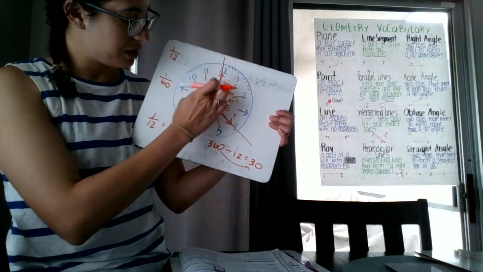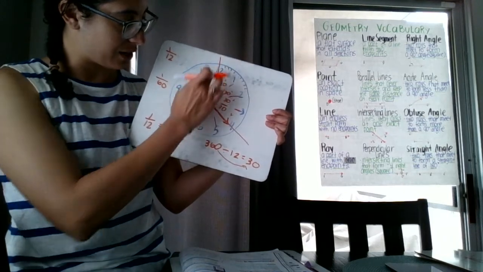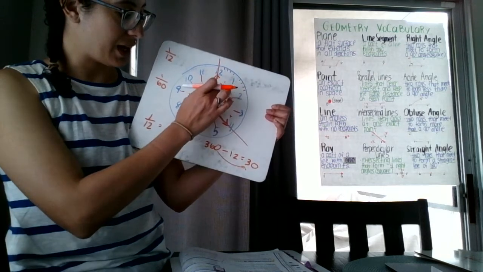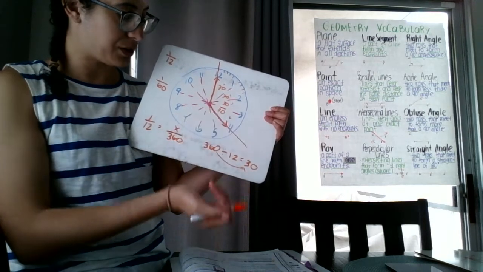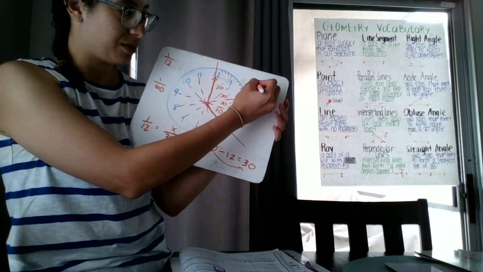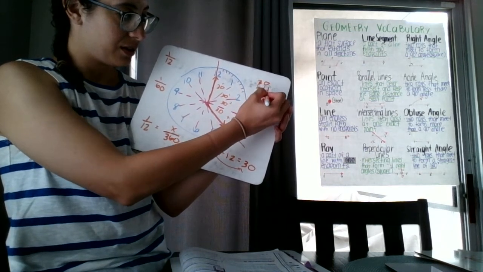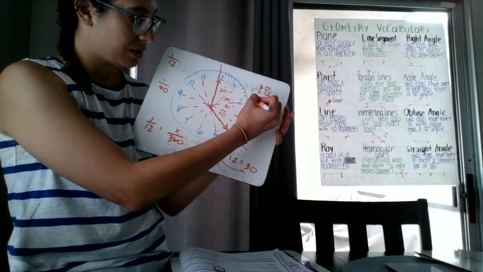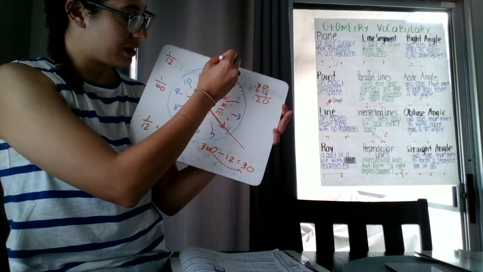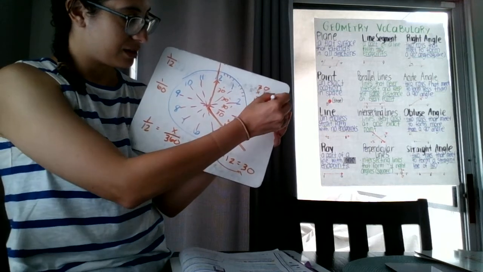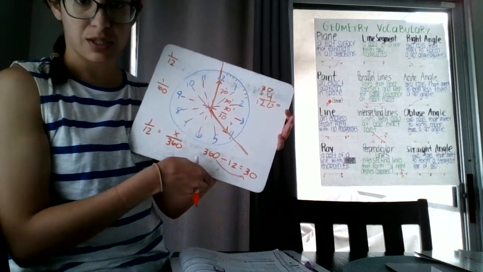What do you think I need to do to figure out this entire thing? I can either add 30 plus 30 plus 30 plus 30, or I can do 30 times 4. So that's 0. So that means that this big old angle right here is equal to 120 degrees.